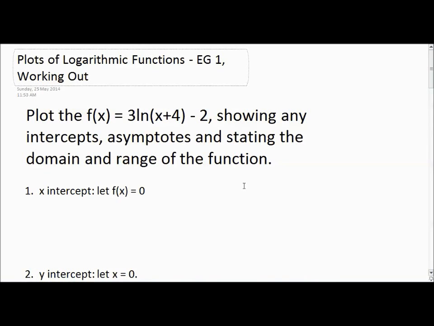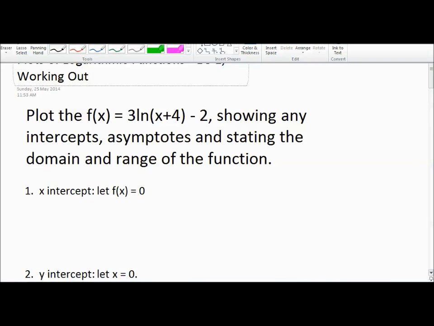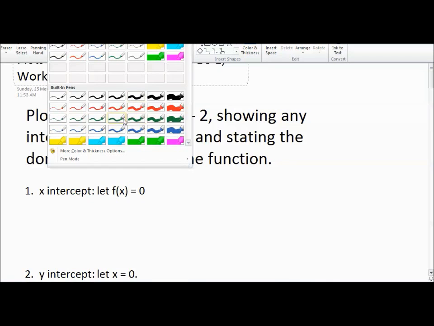Hello there. After the introductory video on logarithmic functions, the base e, we're now ready to try a few worked examples. So here I'm going to go through two, actually. So here's our first one. Have a read of that and we'll go through it together.